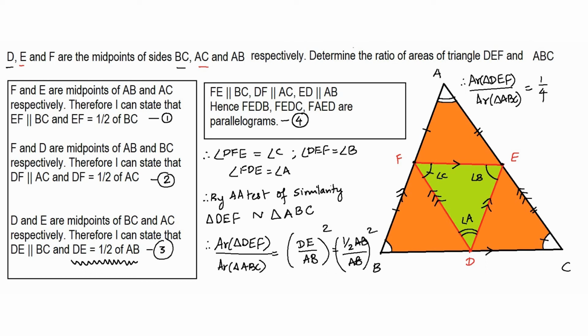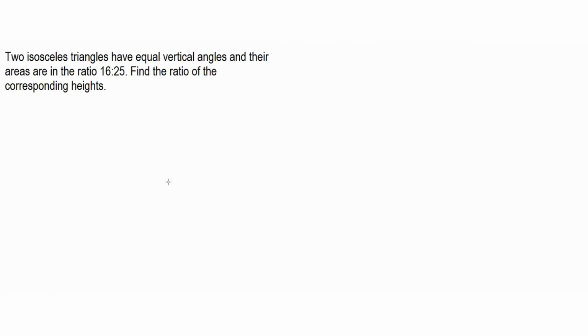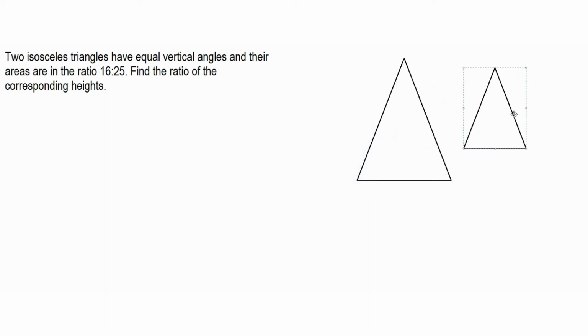Moving on to the next question. Let's consider the following question. Two isosceles triangles have equal vertical angles. So let us draw two isosceles triangles having the same vertical angle. So right now you will notice that these two isosceles triangles have the same vertical angle, right? So let me label the isosceles triangles as ABC and DEF.